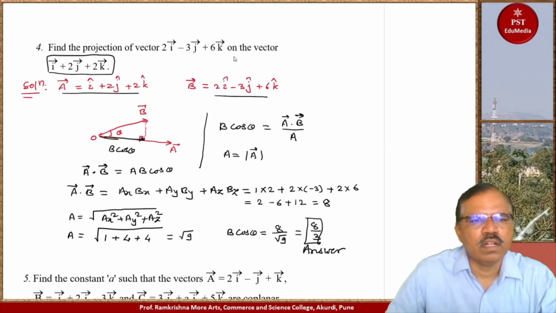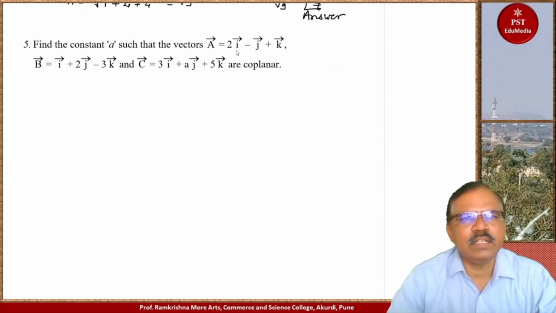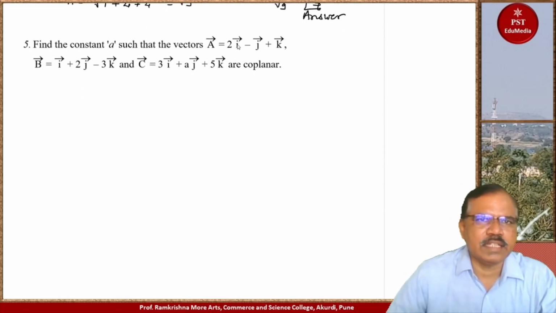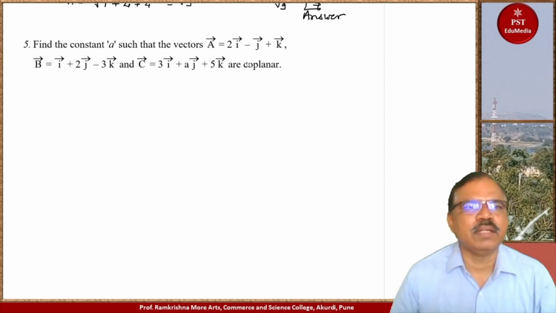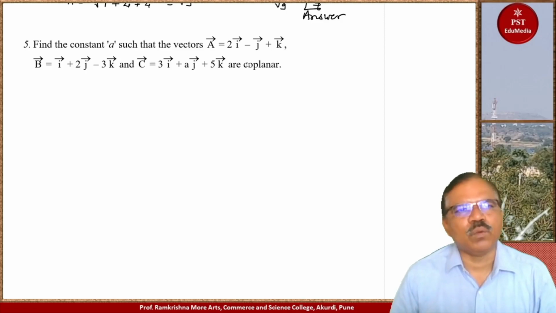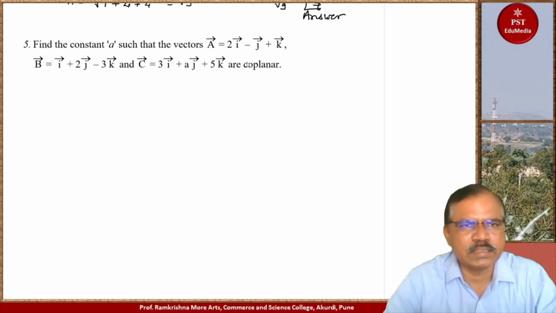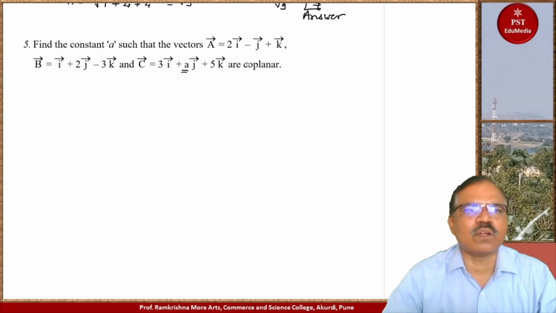Now we'll go to the next one. Find the constant a such that vector A is equal to 2i minus j plus k, B is equal to i plus 2j minus 3k, and C is equal to 3i plus aj plus 5k are coplanar.